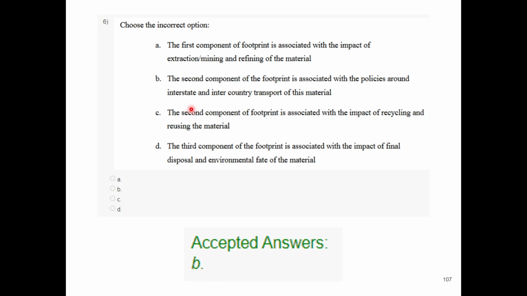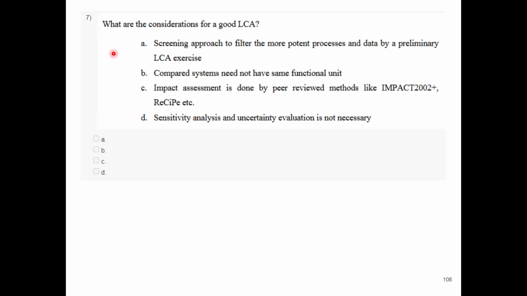So as you can see, B, the second component of the footprint is associated with the policies around interstate and inter-country transport of this material, is the correct option.